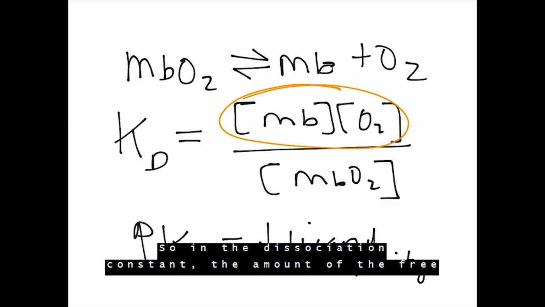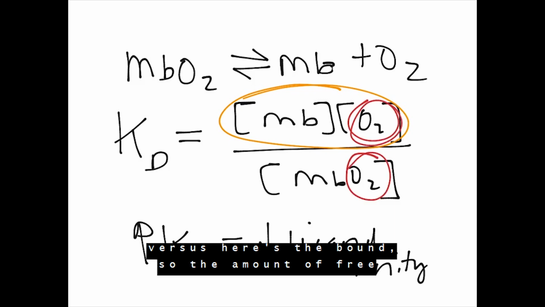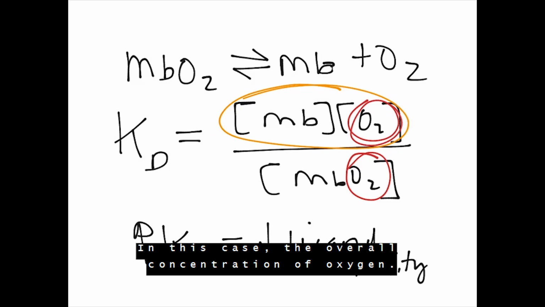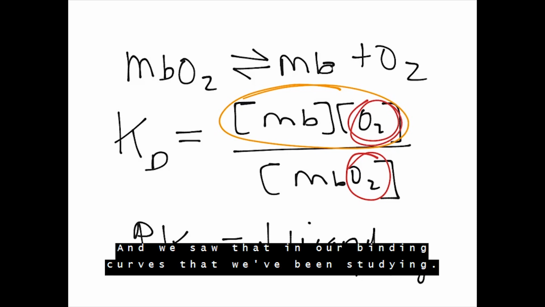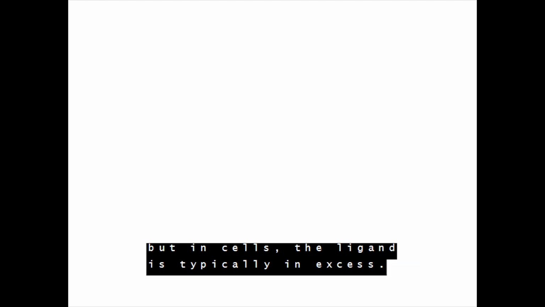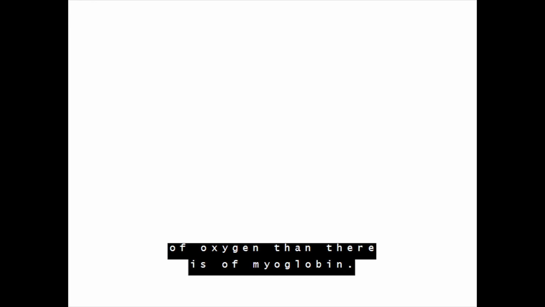In the dissociation constant, here's the free versus here's the bound. The amount of free versus bound ligand depends on the overall concentration of ligand, in this case the overall concentration of oxygen. And we saw that in our binding curves that we've been studying. In cells, or in vitro assays for that matter, the ligand is typically in excess, much more ligand present than there are ligand binding sites. So there is a greater concentration of oxygen than there is of myoglobin.